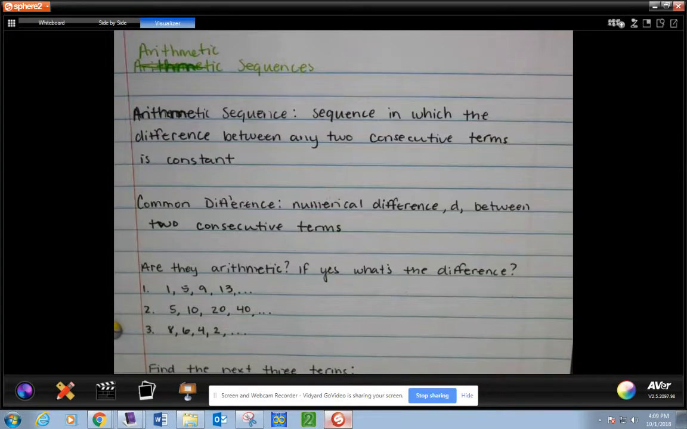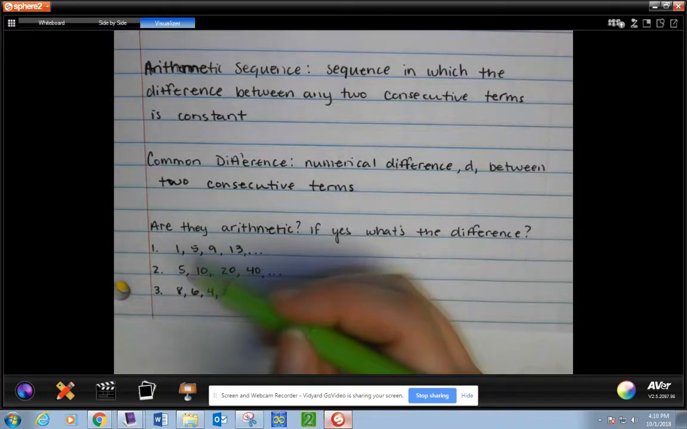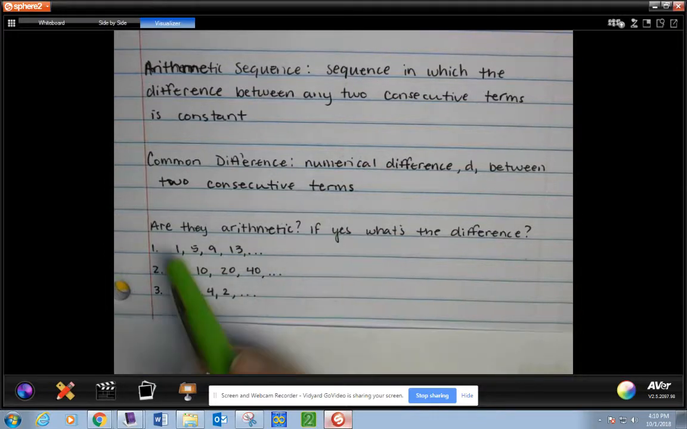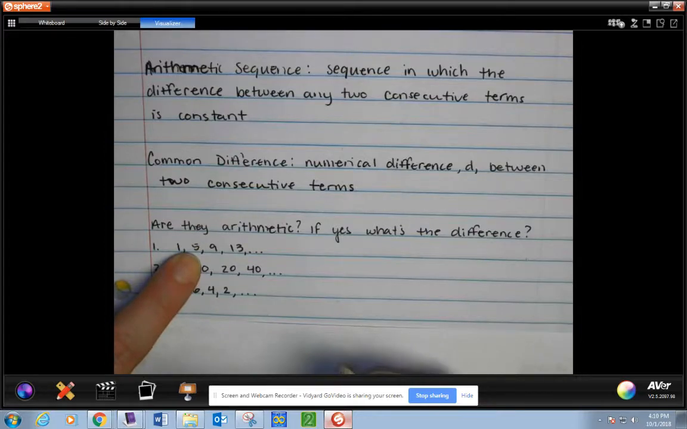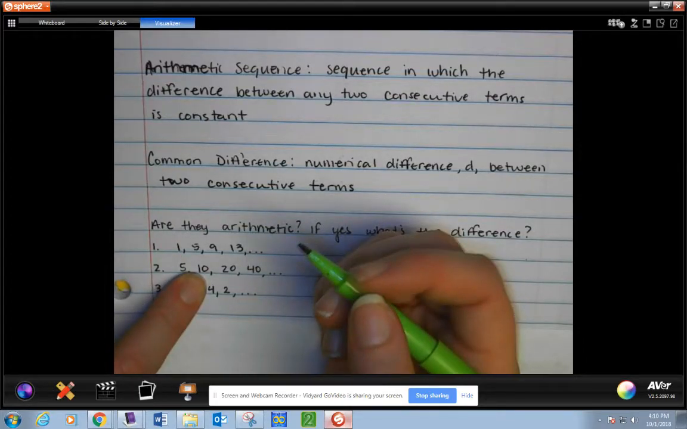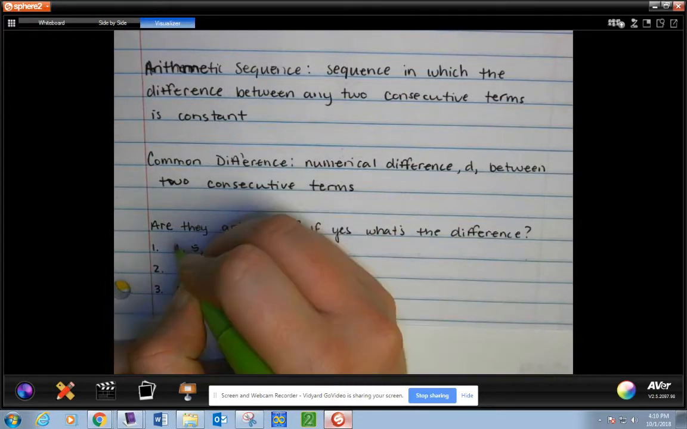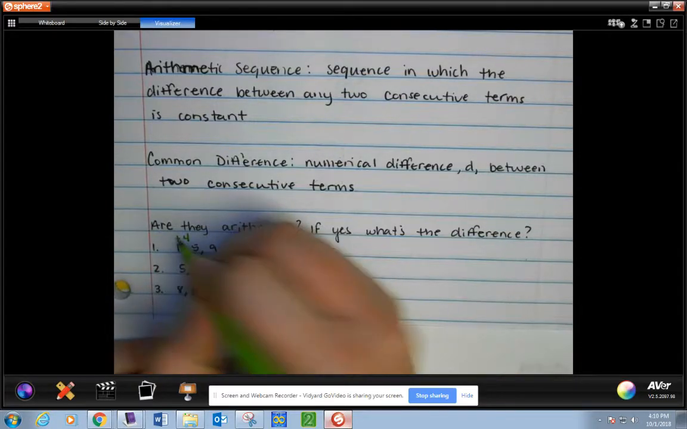Okay, so to figure out if they are arithmetic, you're going to look at the numbers. All you're doing is looking to see, are they going up or are they going down? If the numbers are going up, you need to take the second number and subtract the first number to see how it's changing. So if you don't know 5 minus 1 in your head, I guess you can grab a calculator. But hopefully you know that 5 minus 1 is 4. So since this is going up, I am increasing by 4.